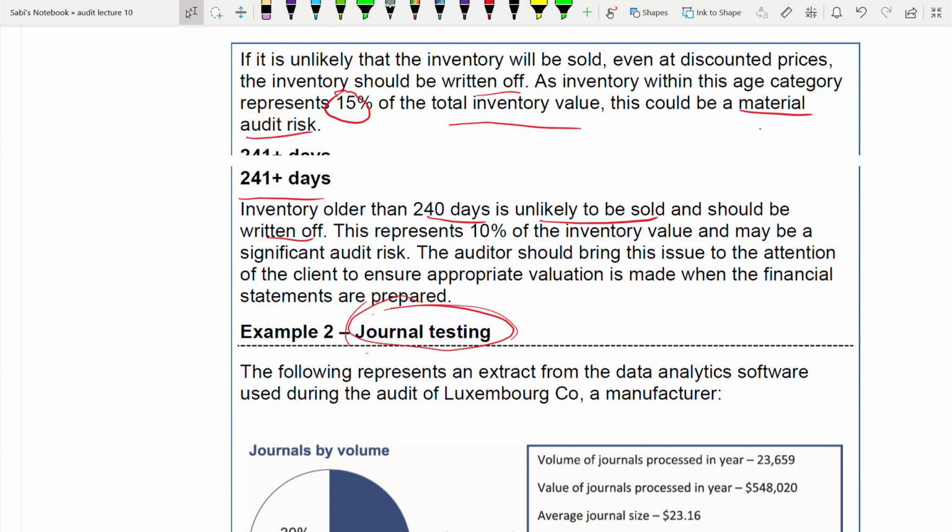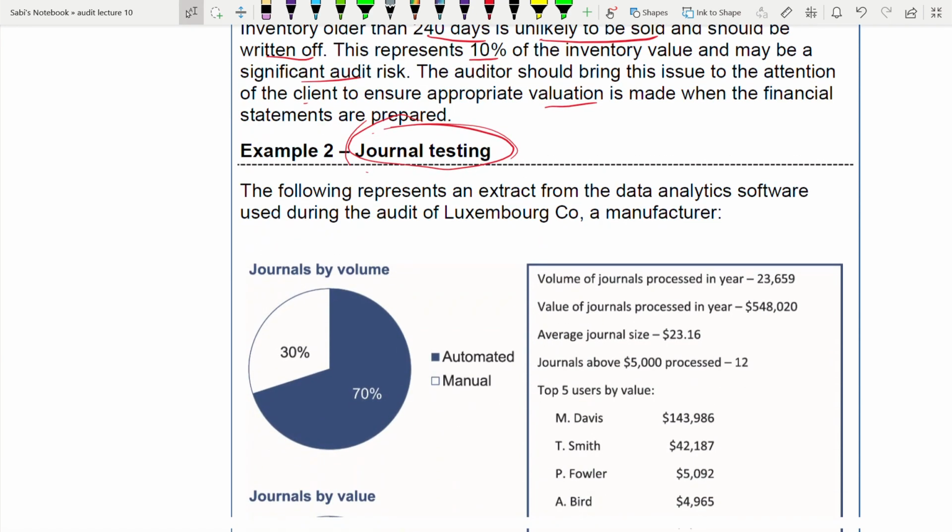And as we have calculated, 10%. This is also a significant audit risk. An auditor should bring this issue to the attention of the client so that in your financial statements, you do a proper valuation of inventory. So that one was for inventory valuation. Now we are moving on to the second example, that is journal testing.